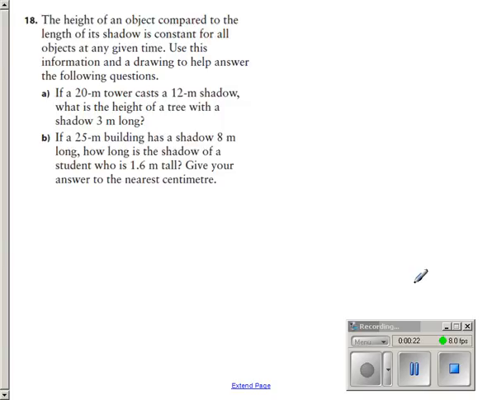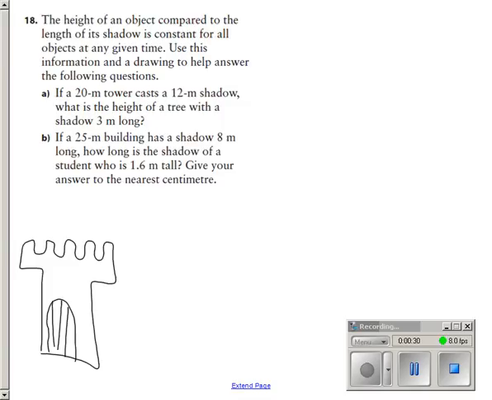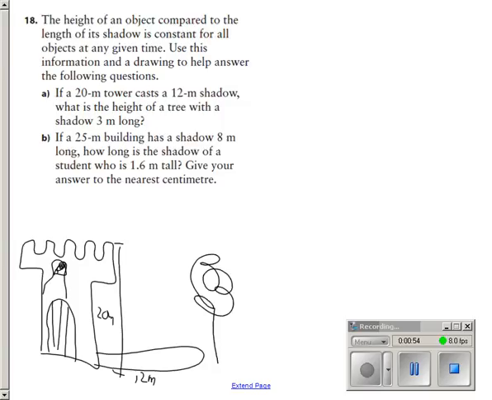Let's look at the first one. It says, if a 20-meter tower, so here's my tower, just like this, with a little gate here, and it's got a little maiden in here with hair, Rapunzel maybe. She's saying, help me. So if a 20-meter tower, this is 20 meters tall, casts a 12-meter shadow. That doesn't look like a shadow for the tower, but we'll just pretend. That shadow to object proportion is proportionate to the tree that is casting a 3-meter shadow.